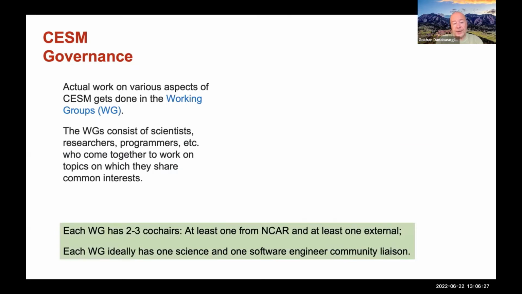Each working group has 2 to 3 co-chairs, and at least one of these co-chairs is internal to NCAR, and then at least one of the other co-chairs is external, meaning that they come from either the university community or a national lab. They are usually from the United States. Each working group ideally has one science and one software engineer community liaison.